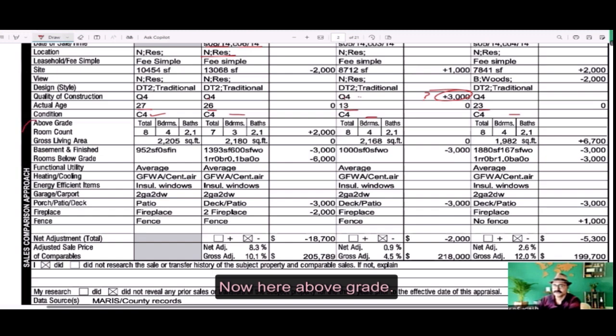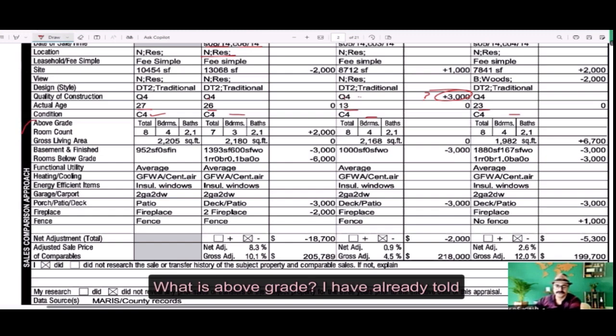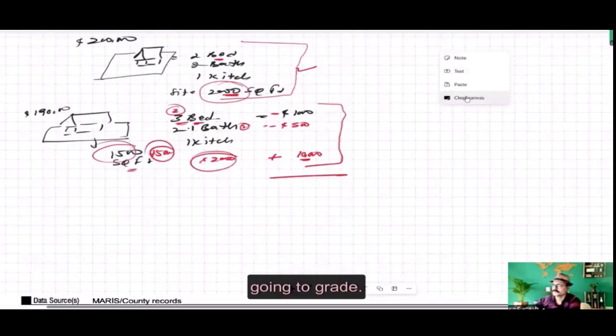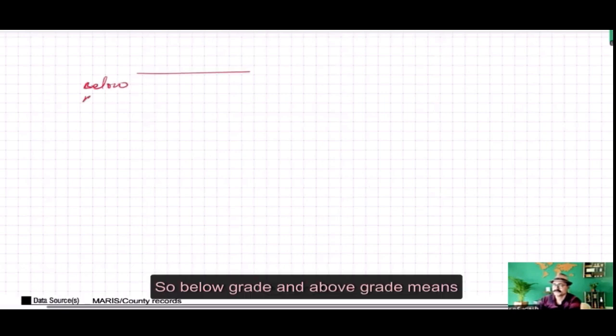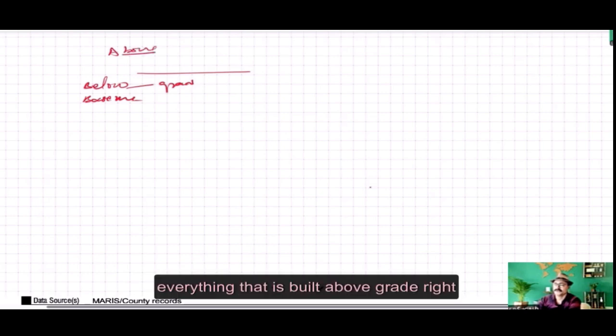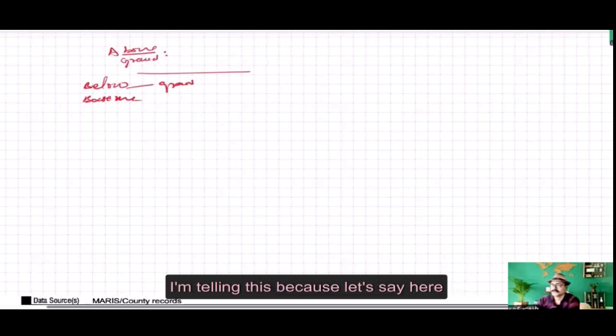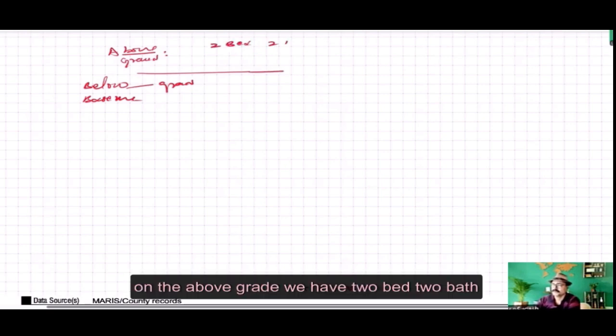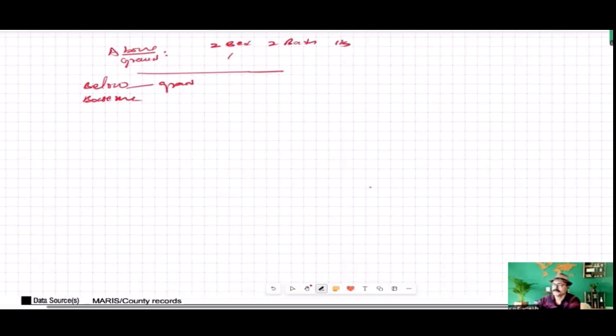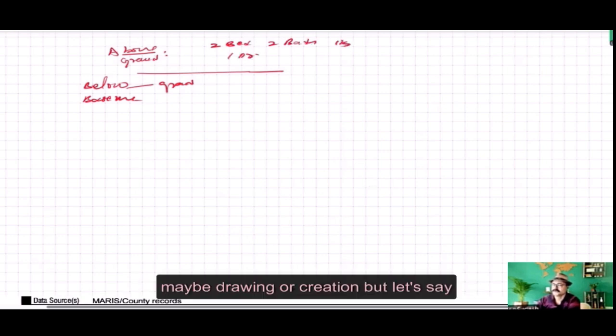Now here, above grade. What is above grade? I have already told you there is above grade and below grade. Below grade means the basement. So below grade and above grade: above grade means everything that is built above ground. That is called above grade. Now why am I telling this? Because let's say on the above grade we have 2 bed, 2 bath, 1 kitchen and maybe one drawing room or living room. So 2 plus 4, 5, 6. We are telling 6 rooms.